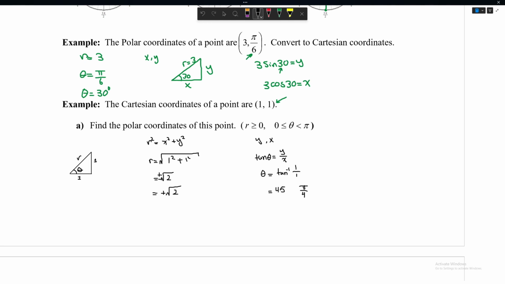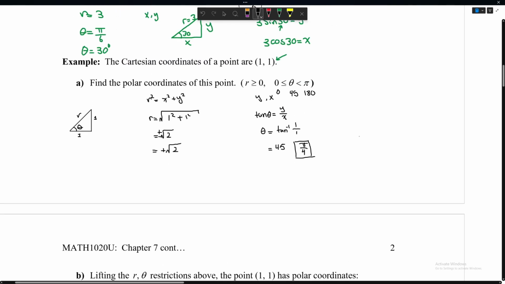And now you can see your limits between 0 and pi. Pi is actually 180. I don't know why I said 90. It's 180 and 0. Our answer is 45. So it goes between these intervals, so this would be our answer.